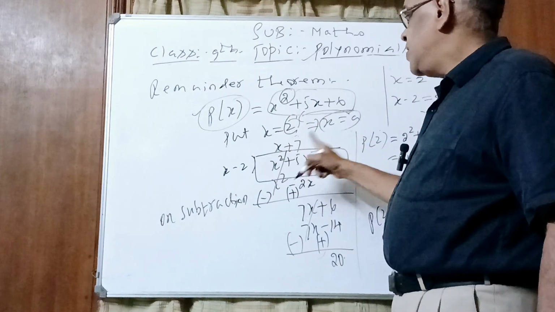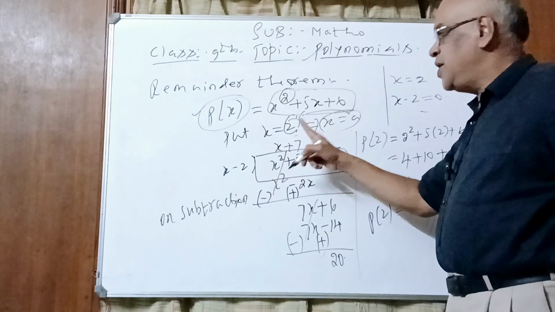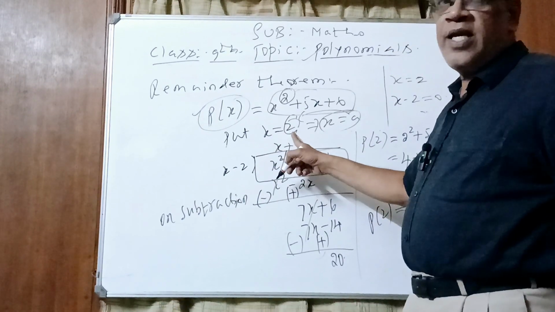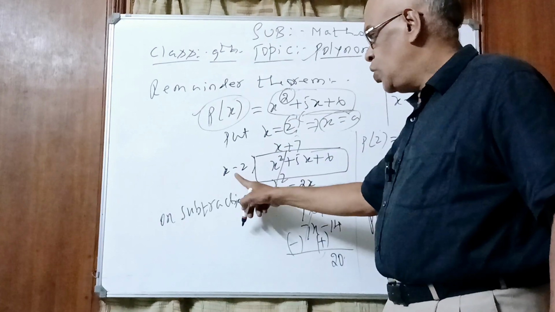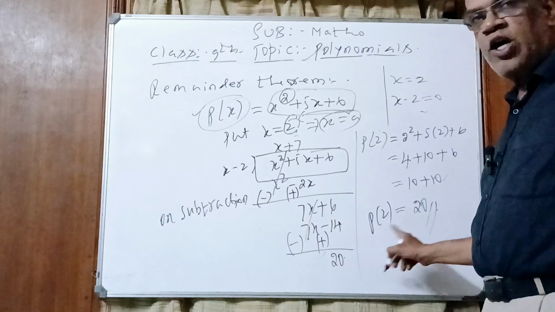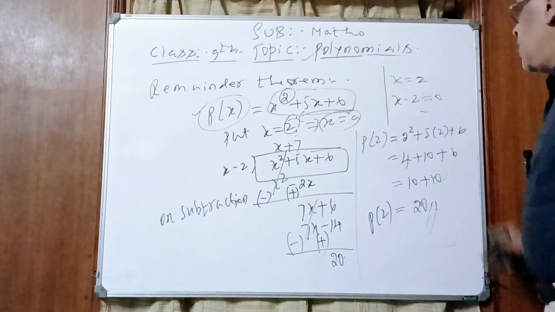When P of x is divided by x minus a, let a be any real number, here it is 2. When the polynomial is divided by x minus 2, what is the remainder, children? P of 2, which is 20. Yes or no? So the remainder theorem is satisfied.